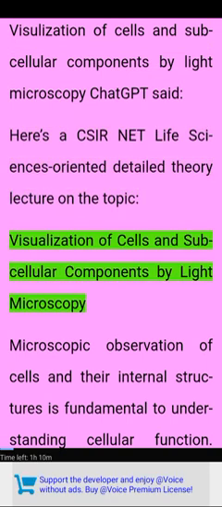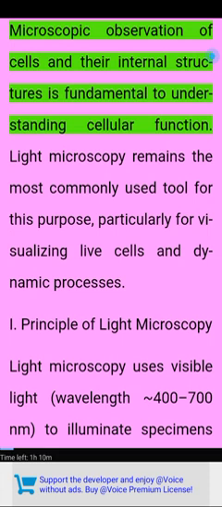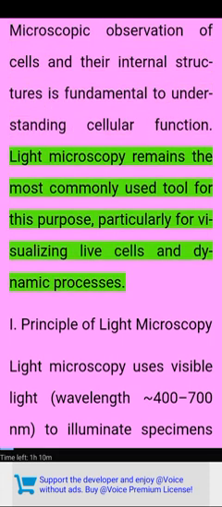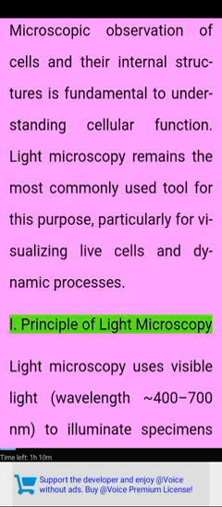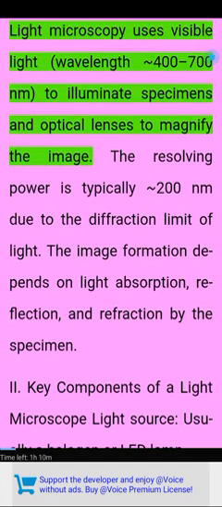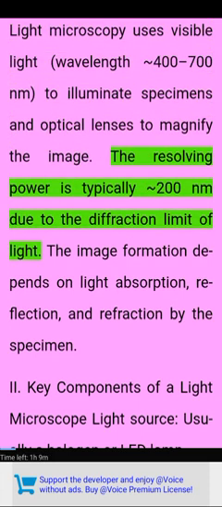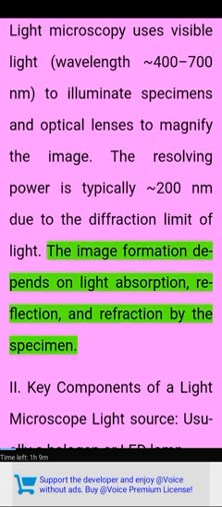Visualization of cells and subcellular components by light microscopy. Microscopic observation of cells and their internal structures is fundamental to understanding cellular function. Light microscopy remains the most commonly used tool for this purpose, particularly for visualizing live cells and dynamic processes. Principle of light microscopy: it uses visible light, wavelength approximately 400 to 700 nm, to illuminate specimens, and optical lenses to magnify the image. The resolving power is approximately 200 nanometers due to the diffraction limit of light. The image formation depends on light absorption, reflection, and refraction by the specimen.